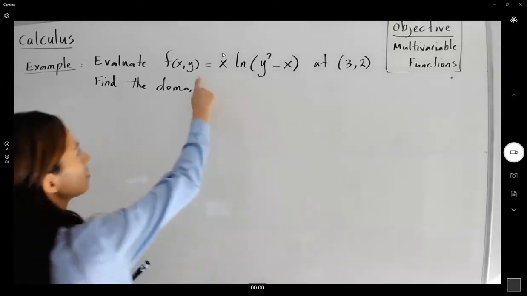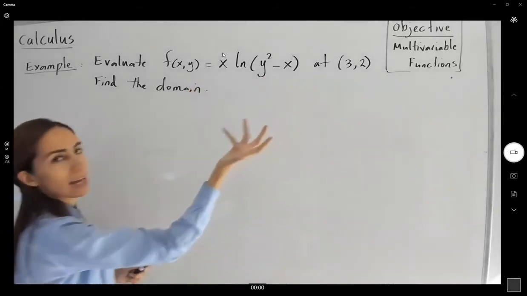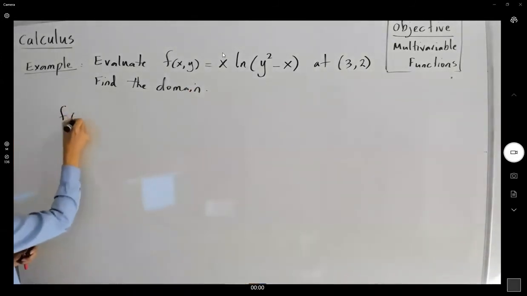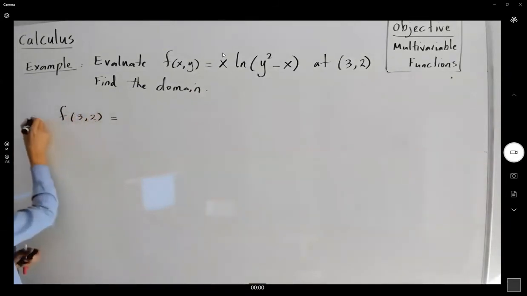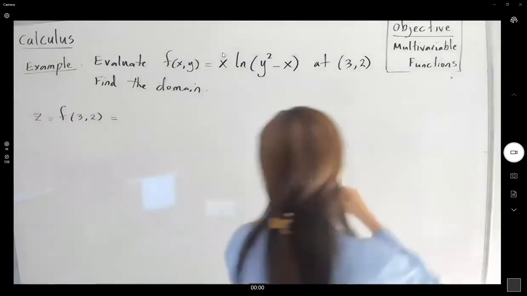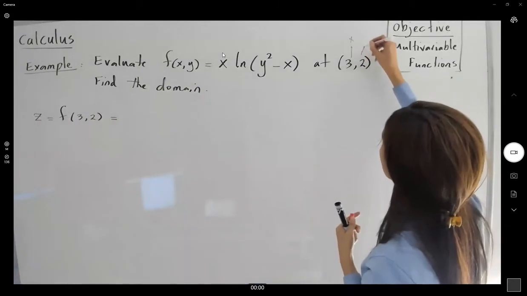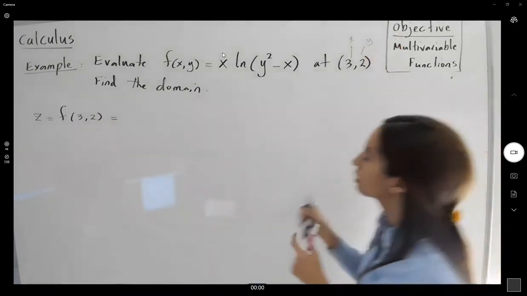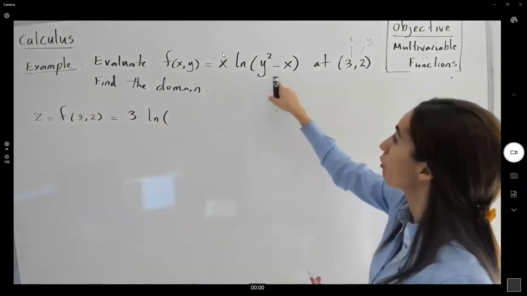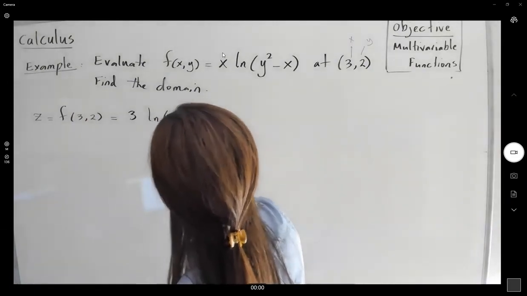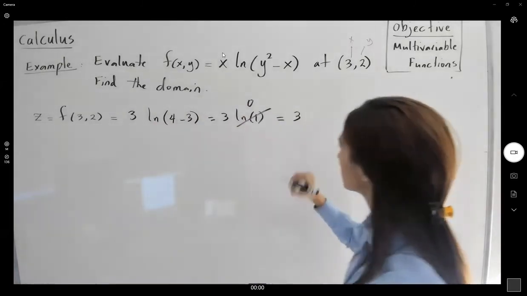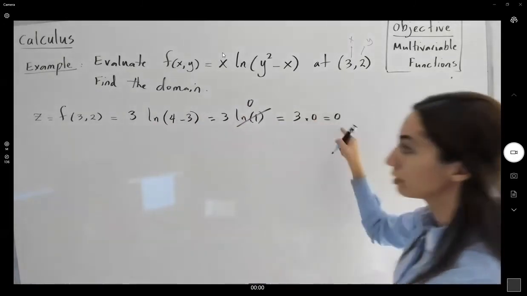Very well. So first of all, we want to evaluate what is the z value when x is 3 and y is 2. Okay, we just easily plug those in. Our x is 3 and our y is 2. Here we go. 3 times ln of 4 minus 3. We have ln of 1, 3 times ln of 1. This is always 0, so 3 times 0 is going to be 0. This is our z value.